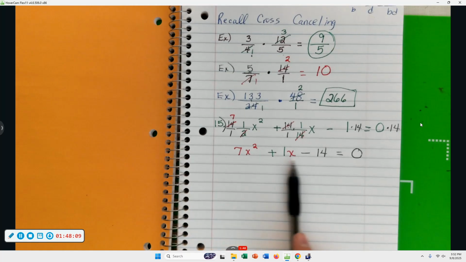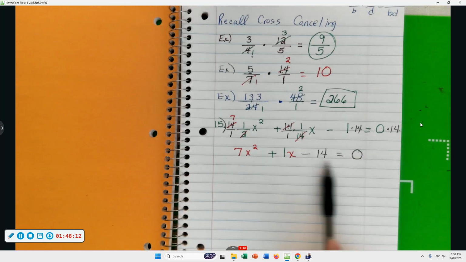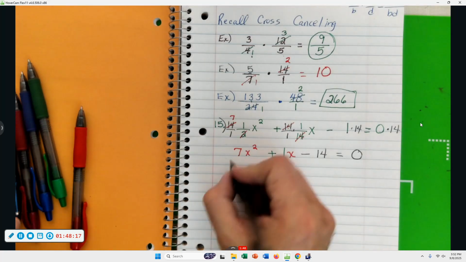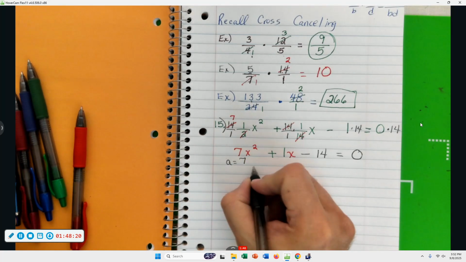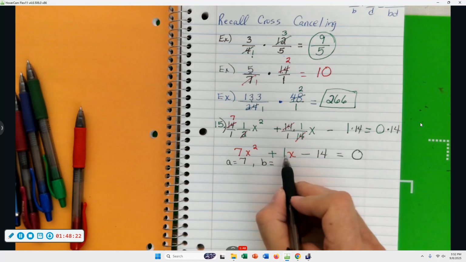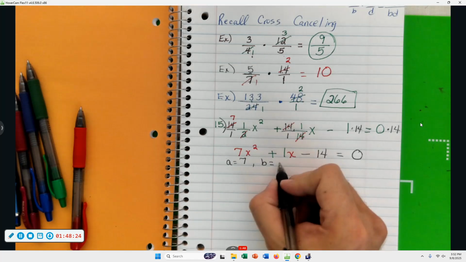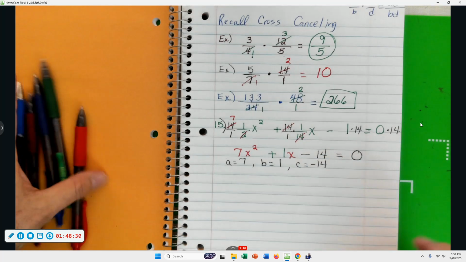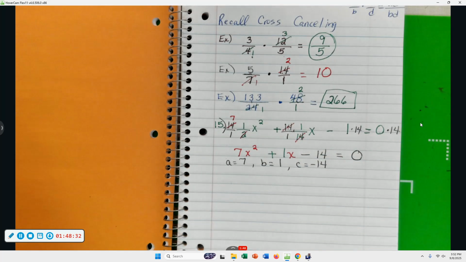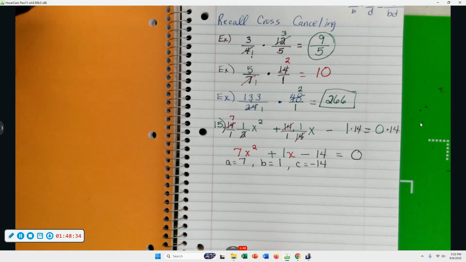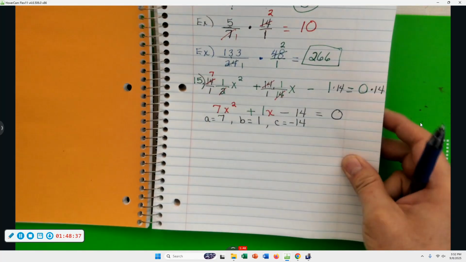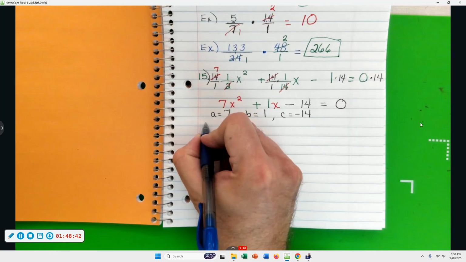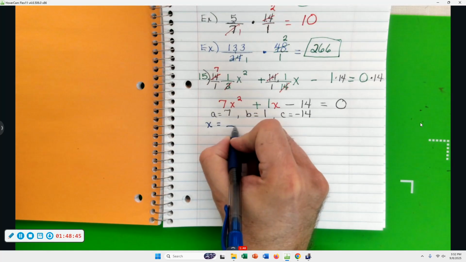Is this problem in standard form to use the quadratic formula? Yeah. A would be 7. B is that 1 there. And C is negative 14. I'm just trying to cancel out those denominators. Now I'm going to rewrite the quadratic formula. I write it down every time I use it.